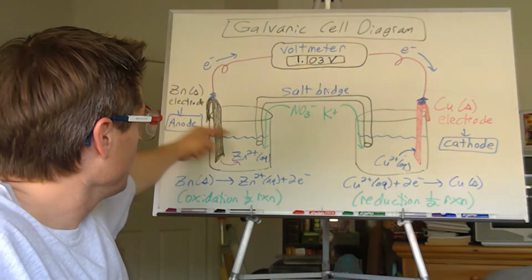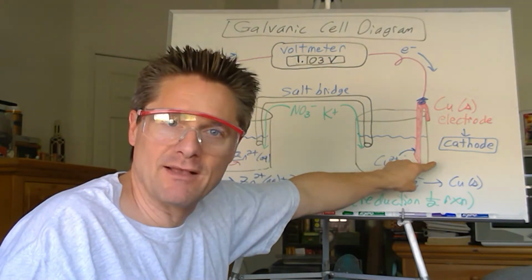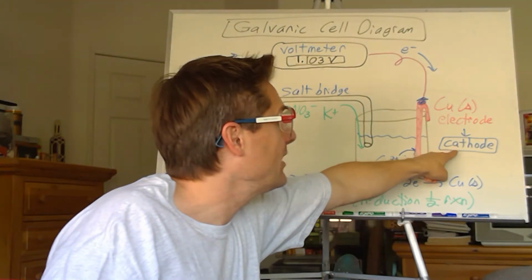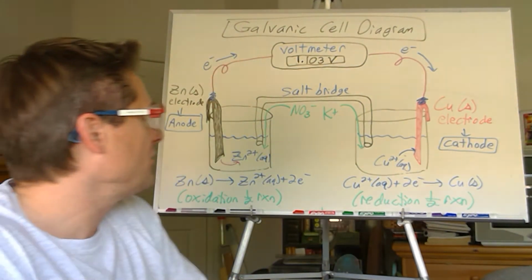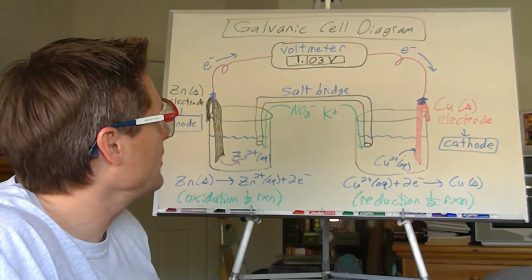Right? So we're producing positive ions here, because we're losing electrons. We're losing positive ions here because we're gaining electrons. This is a reduction half reaction, and we call that the cathode. The cathode is where reduction occurs. Anode is where oxidation occurs. Cathode is where reduction occurs.